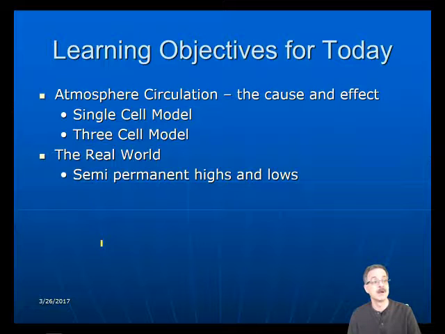All right, so I hope you have a better understanding of the atmospheric circulation, the cause and effects of those using a single cell model and using a 3-cell model. I also hope you have a better understanding of the real world model that shows up, what are referred to as semi-permanent highs and semi-permanent lows. That's all I have for you in this part. I'll see you in part 2.